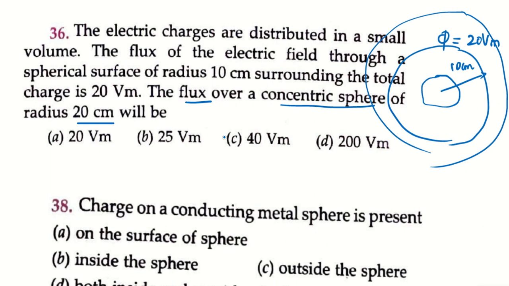The electric flux actually depends upon the charge enclosed, and it doesn't depend upon the area of the closed surface. So it remains the same. As you increase the surface area, flux will not change. So 20 volt meter is the answer.